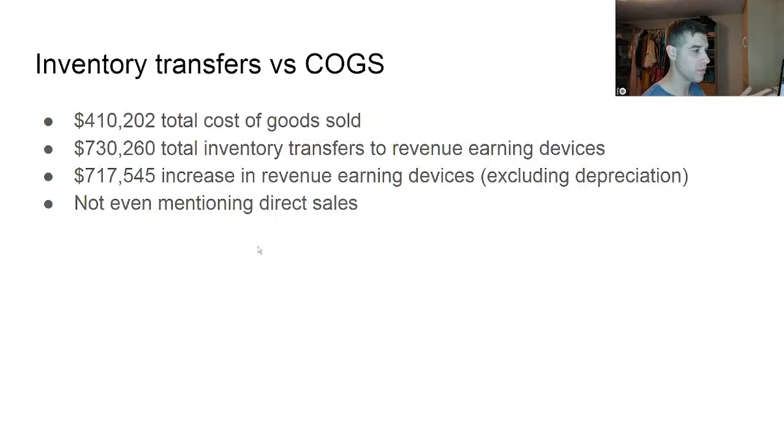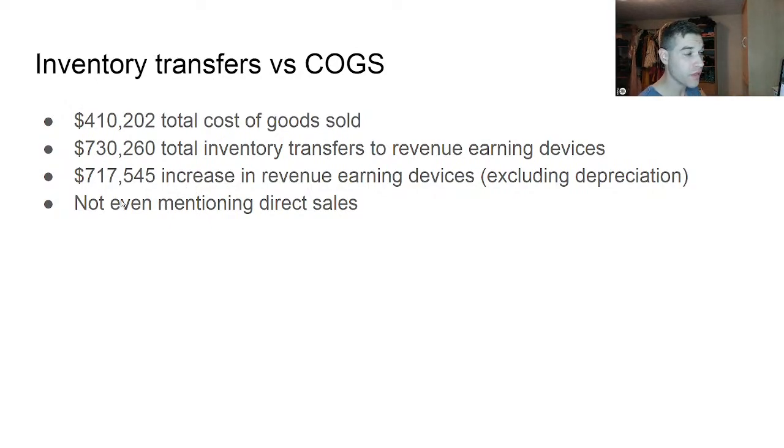So in terms of actual numbers, I summed up their total cost of goods sold over that period. And again, let me also call out, I could have made a mistake transcribing numbers here. This was me manually getting all the numbers from the filing, so I could have gotten a number wrong somewhere. But assuming that I didn't, because I did try to check my numbers, they had $410,000 of total cost of goods sold, but they actually transferred $730,000 roughly of inventory to revenue earning devices, and they actually noted an increase of $717,500 in terms of the actual increase in revenue earning devices, excluding depreciation.